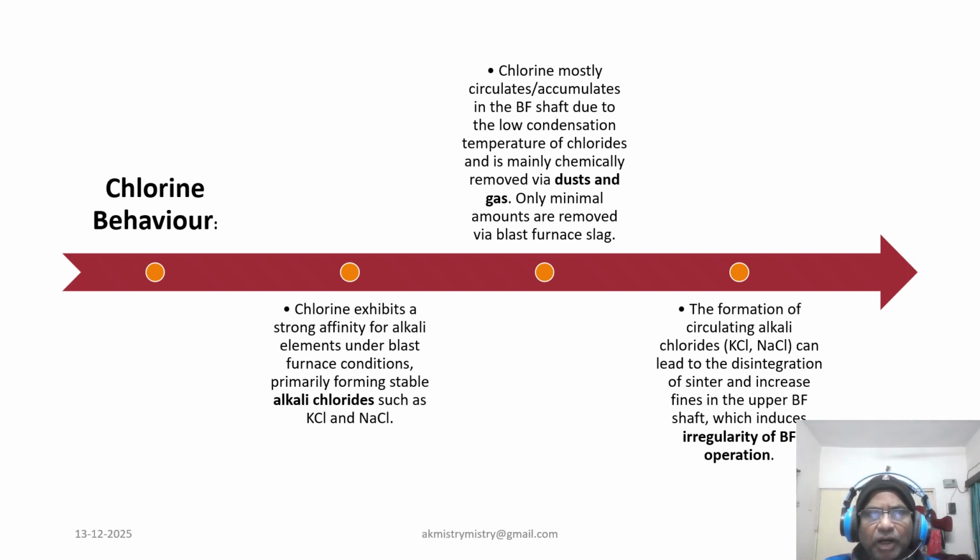Under our blast furnace conditions, chlorine has a very strong affinity for alkali metals, predominantly potassium and sodium, forming very stable chlorides like potassium chloride and sodium chloride. This is where the major operational issue arises. These alkali chlorides condense and re-vaporize, creating a circulating load. It is not only about condensation and vaporization; it is also transferring important heat reserve from one place to another.